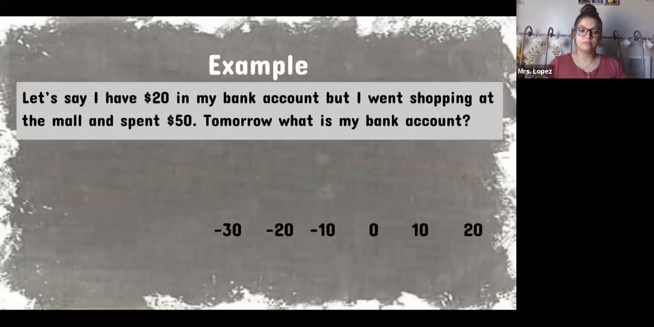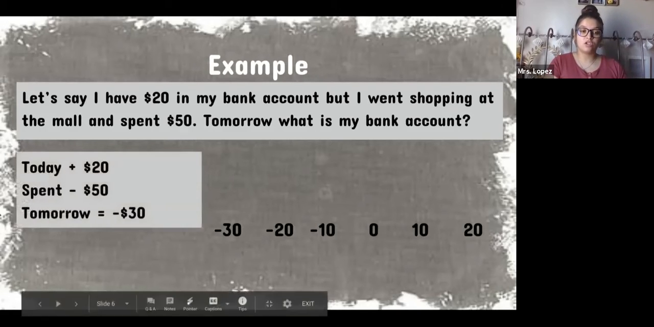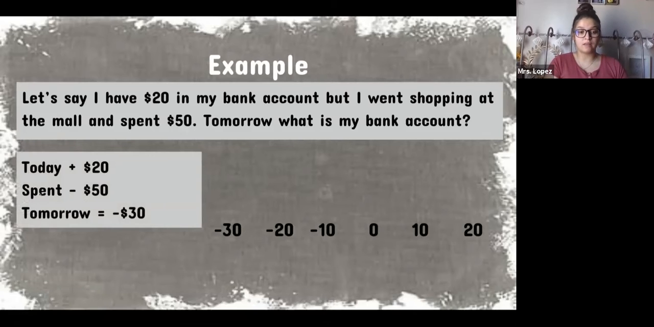So we have an example. Let's say I have $20 in my bank account, but I went shopping at the mall and I spent $50. What is my bank account going to look like? So we start off with $20, and then I spent $50, so I'm taking away $50. Today I have positive 20. I took away $50 because I went shopping at the mall. So tomorrow I'm going to have negative $30 in my bank account.